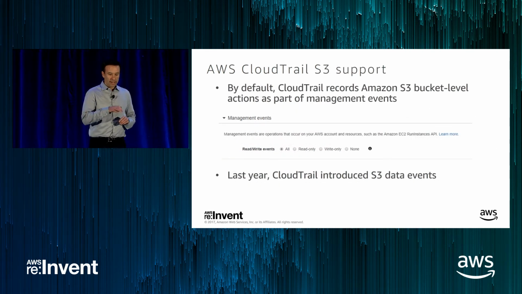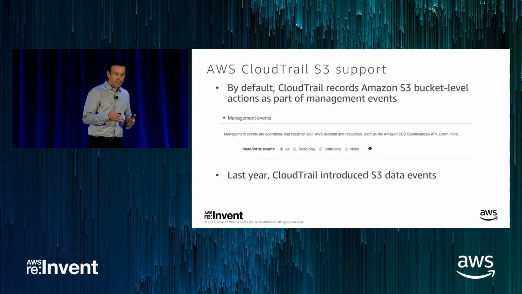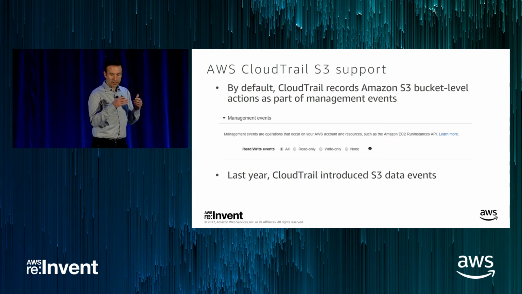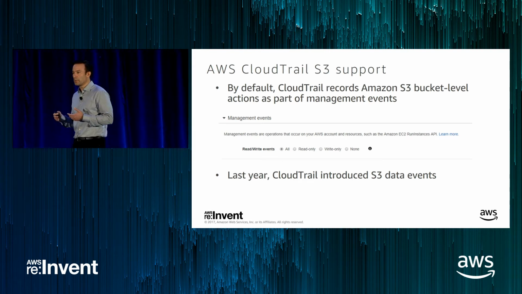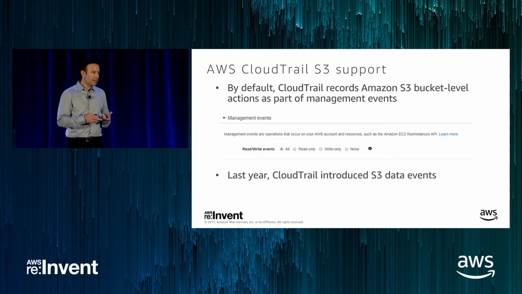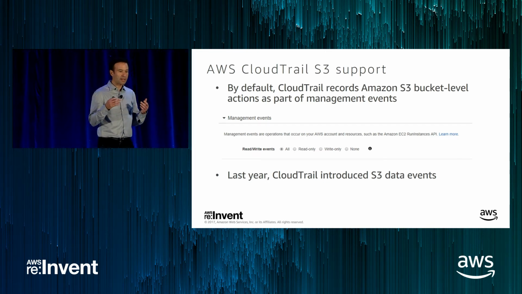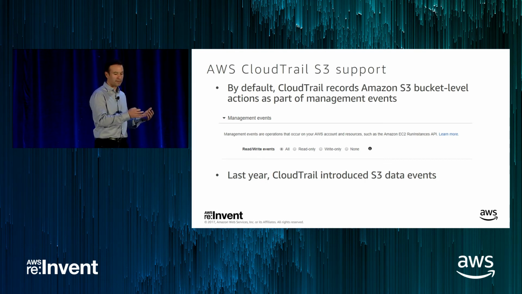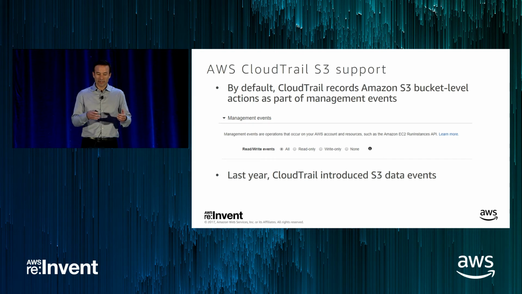So one of the features that we'll really dig into here is what we call S3 data events. By default, CloudTrail records S3 bucket level activity as part of what we call management events. So anything around create buckets, delete buckets, changes to buckets are recorded as what CloudTrail calls a management event. Last year, just before re:Invent, we introduced the data event type, and that's where we'll spend our time.